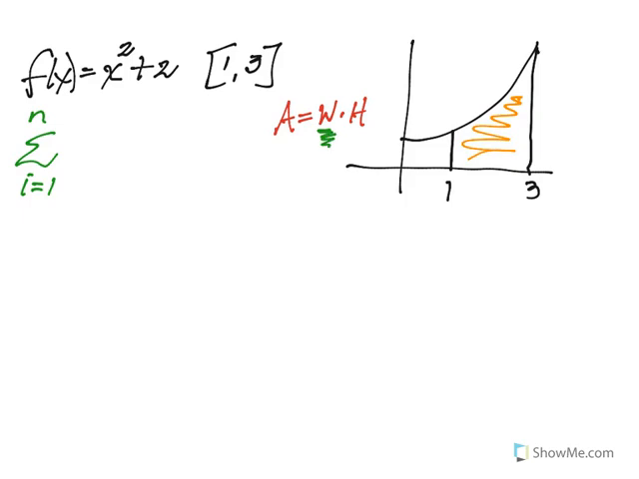Let's start off with width. In the previous example, I had a distance of 1 broken up into n subdivisions, so the width of every one was 1 over n. Now I have a distance of 2 broken up into n subdivisions, so I think it would make sense that the width of every one will be 2 over n.